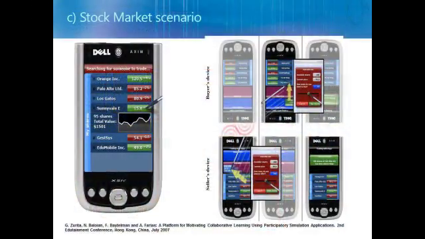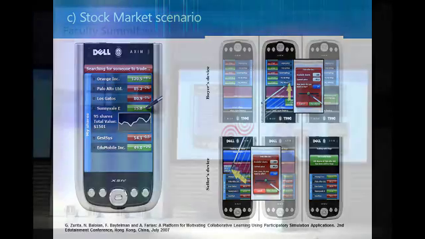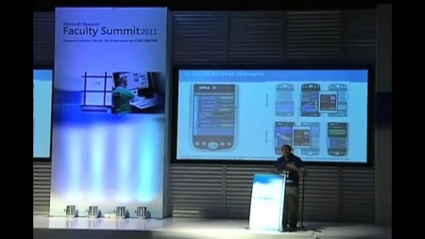And the third scenario is the stock market scenario. I think you can imagine what happens here. People sell and buy shares, and they see how the price might vary.